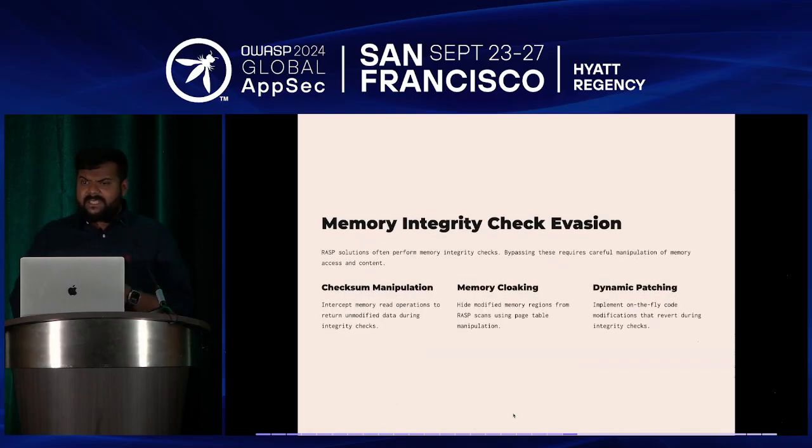The memory integrity check evasion is very, very important, and this is very difficult, actually. One is, again, checksum manipulation, because RASP solutions try to figure out the checksum in memory of the loaded libraries, and they compare it between the file system and the memory, to see if the checksum matches or not. So you can intercept the memory read operation and return a valid checksum, which we can read from the file ourselves. Or memory cloaking, where we hide these different libraries from being seen. Or dynamic patching, implementing on-the-fly code modification that reverts these integrity checks, right? These are some of the techniques which we can use.